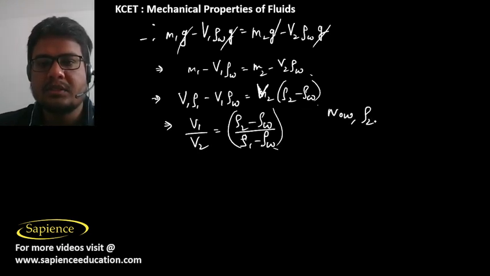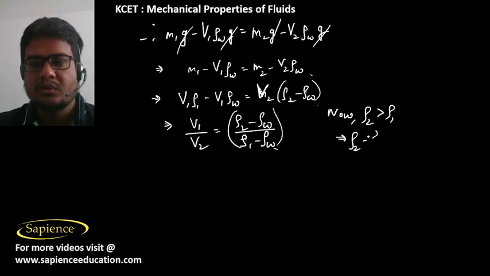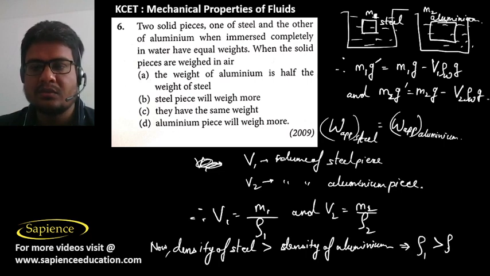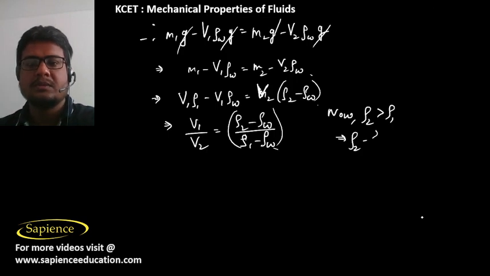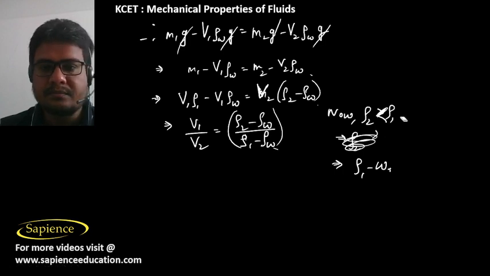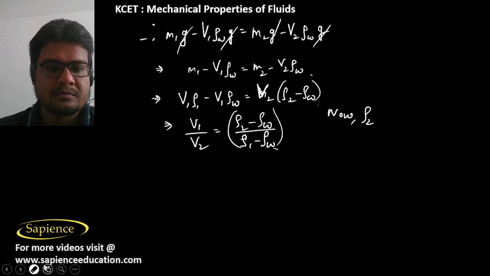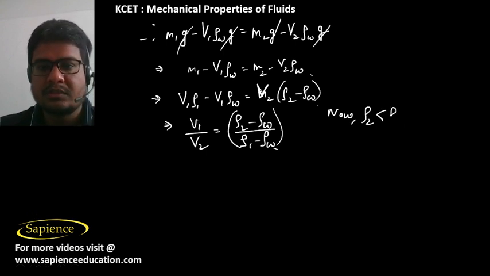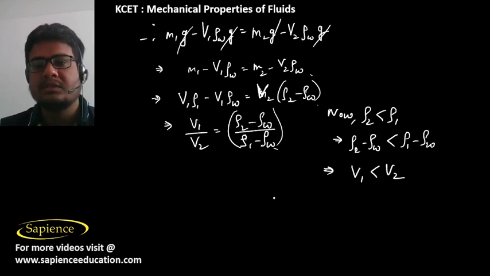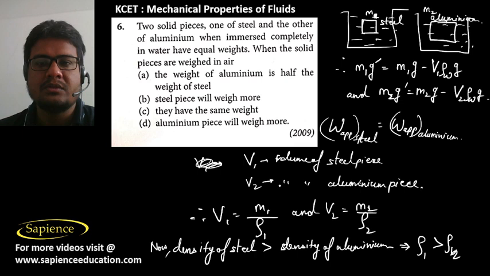So now, the density of steel is more than the density of aluminium. So it means that rho 1 is greater than rho 2. So therefore rho 2 minus rho W is also less than rho 1 minus rho W. So therefore I can say that V1 is less than V2.